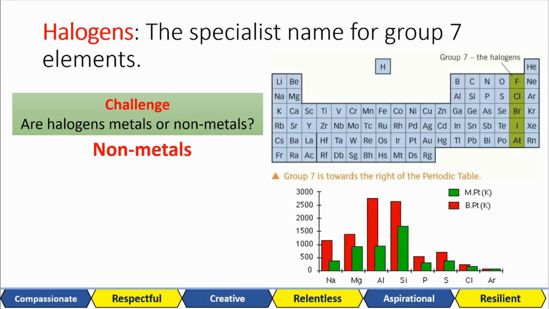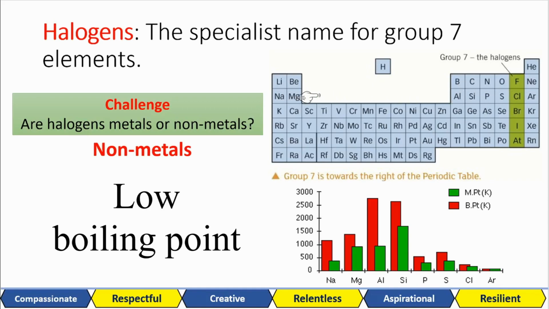And if we look at the melting points, green, and boiling points, red, of period 3, you can see that like all other non-metals here, halogens have relatively low boiling points.